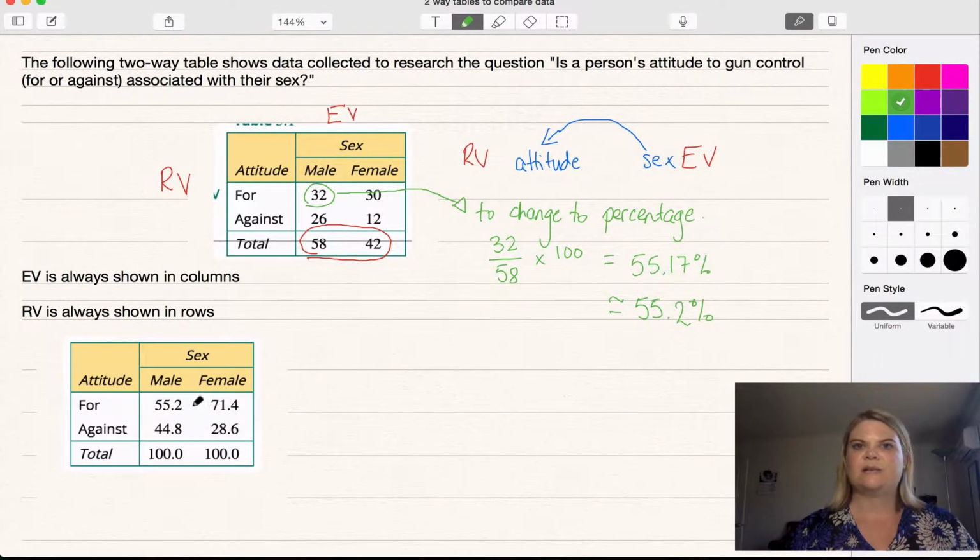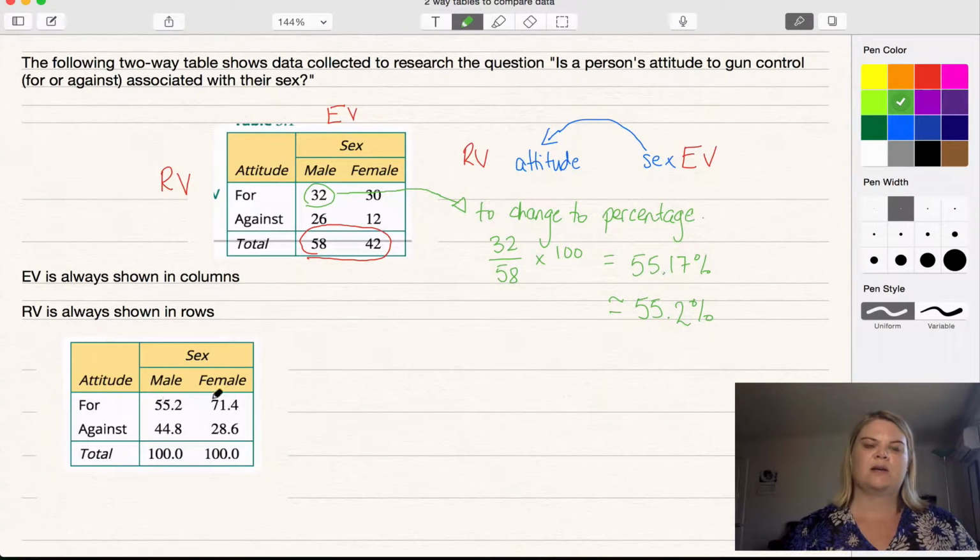And here's our completed table. Hopefully you got something looking like this. You'll notice that each one of these is now a percent, and the totals add up to 100, like I said they would. So you can check if you're in an exam situation: add these two together, they should equal 100. Add these two together, they should equal 100.